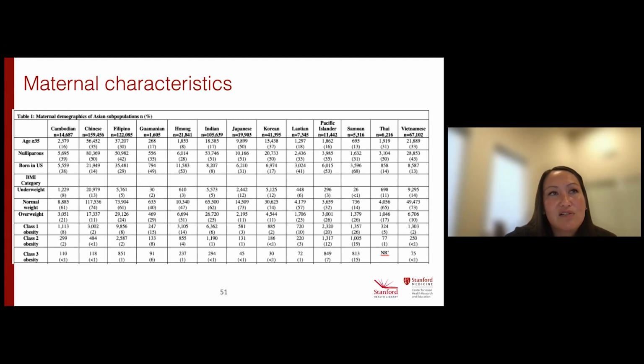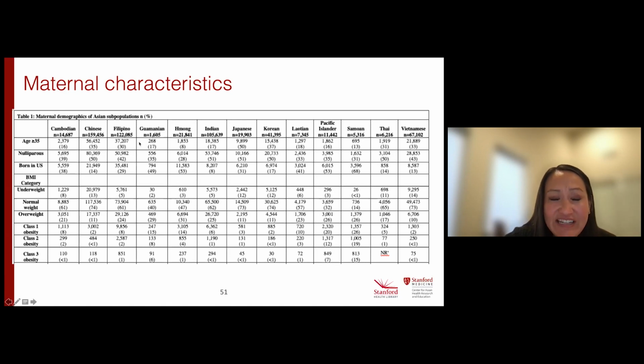And I know this is a lot of information, but I think it is interesting to be able to see that there are stark differences between the groups. Like if you look at age greater than or equal to 35, you have only 8% of the Hmong population who is greater than or equal to 35 at delivery, whereas 50% of Japanese patients, I guess me included, would be in here, delivered at age 35 or greater.